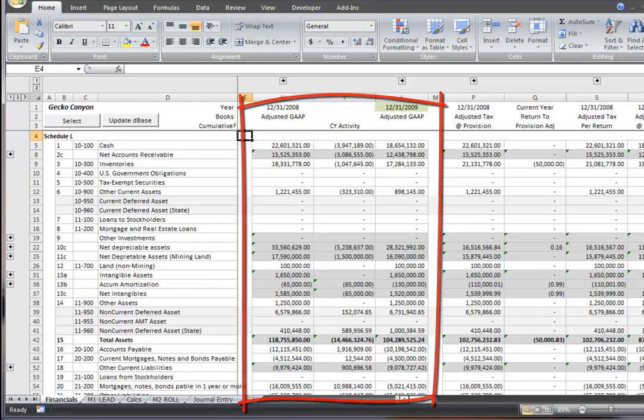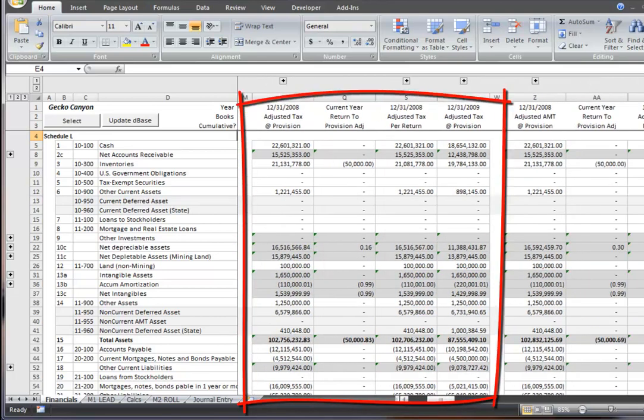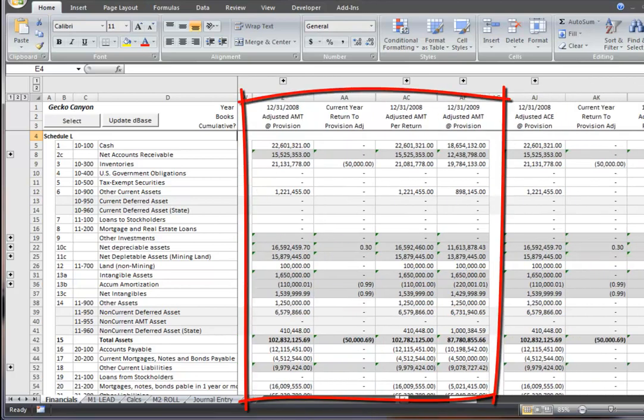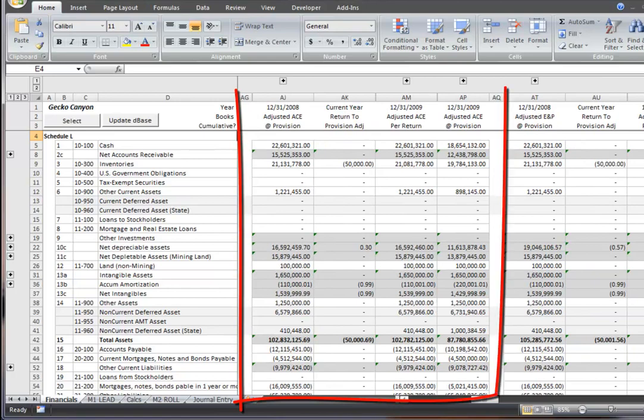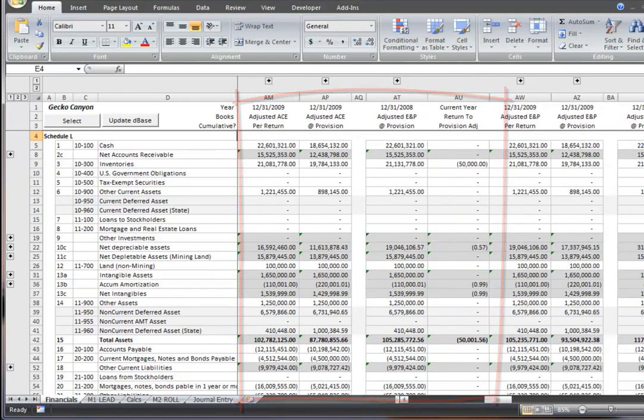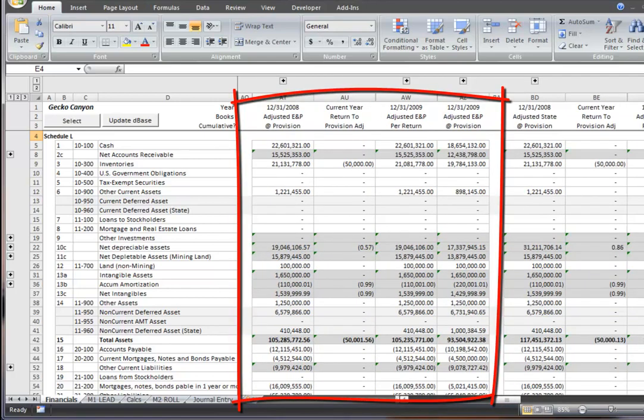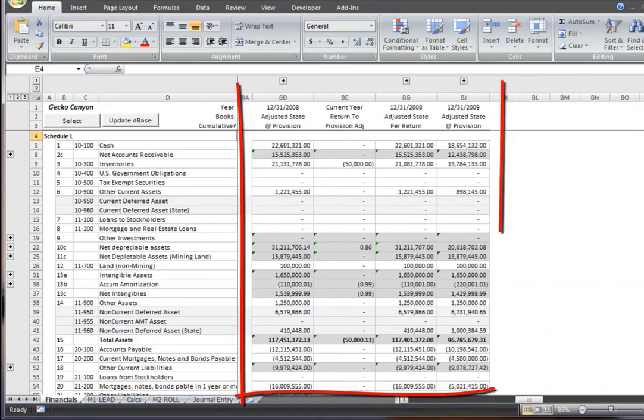In addition to tracking your tax and GAAP books, AMT, ACE, earnings and profits, and state adjustments are tracked within the module. Thus, determining the taxability of current distributions, state taxable income, or your AMT position are all a part of the normal provision process.